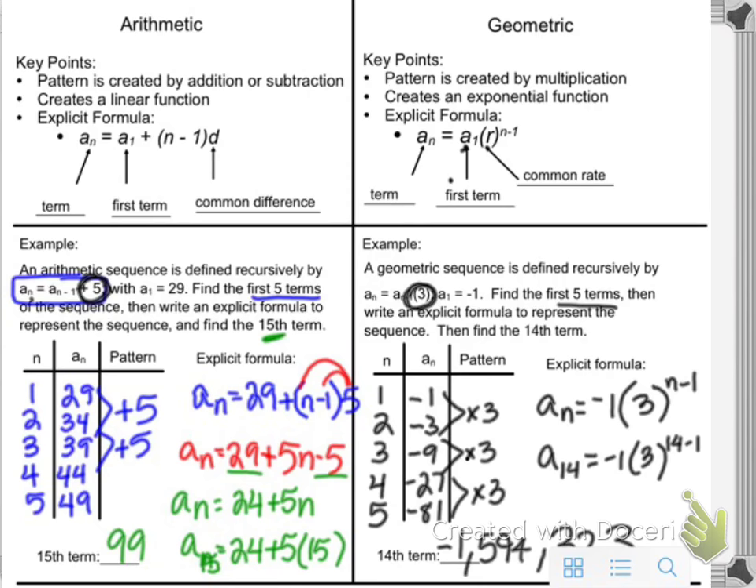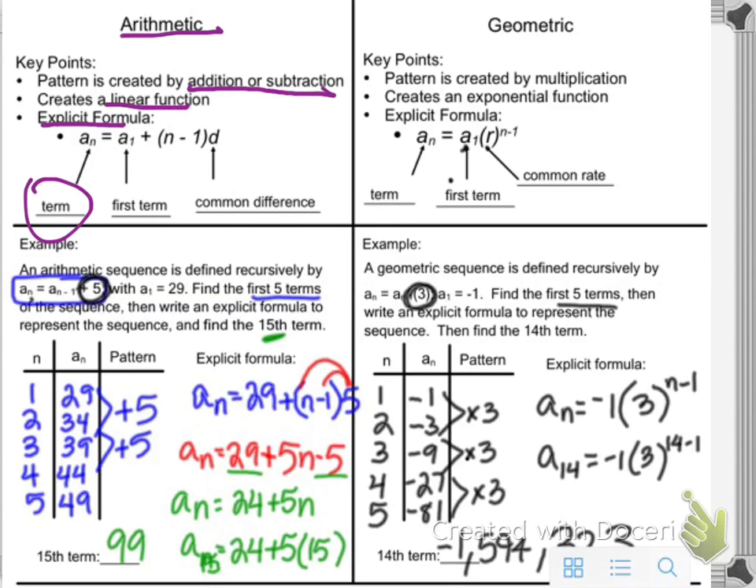Moving on to the next page, an arithmetic and a geometric sequence. Alright. Patterns created by addition or subtraction are arithmetic. It creates a linear function. Explicit formula. Now in this explicit formula, it's just like finding a linear formula.